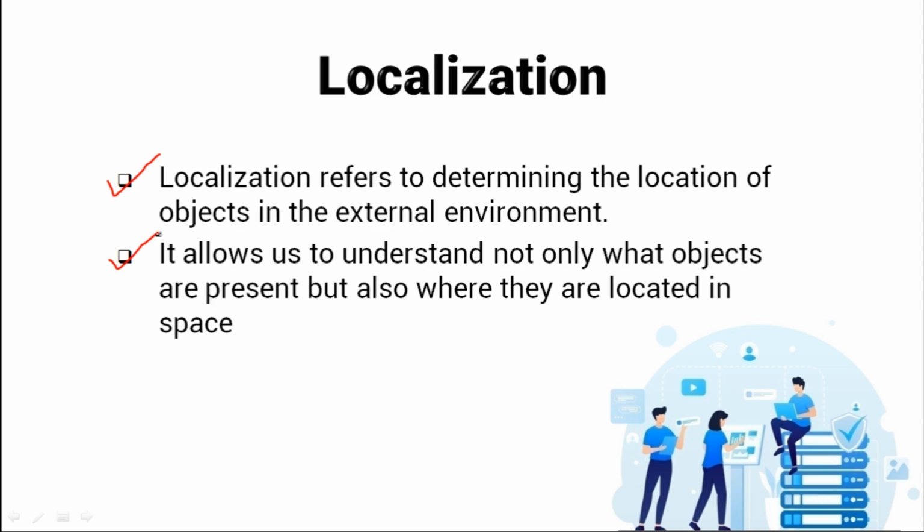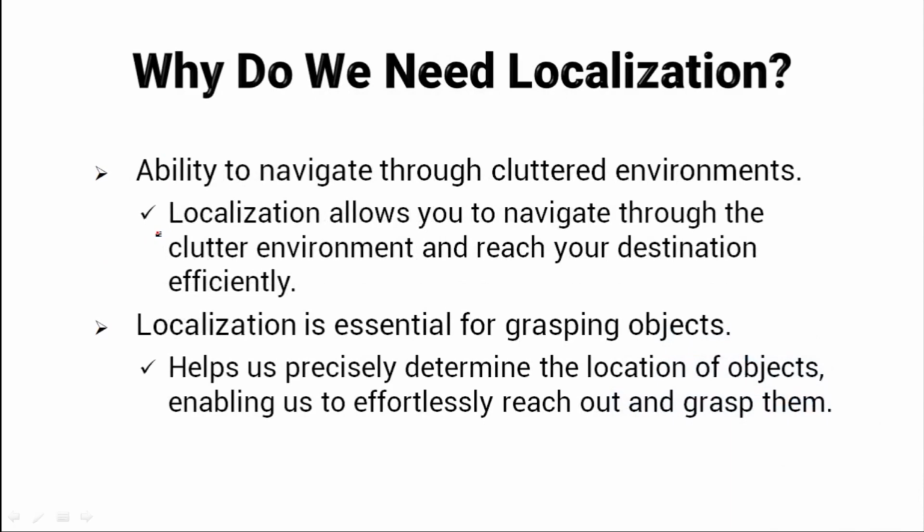Let's understand the significance of localization with an example. Imagine you are in a park and you see a tree and a bench. The process of localization helps you determine not only that there is a tree and a bench, but also where exactly they are positioned in the park. This information enables you to navigate your surroundings, interact with objects, and make sense of your environment.